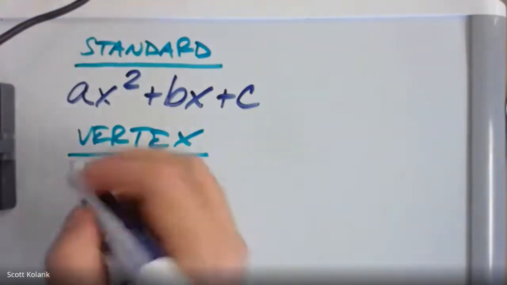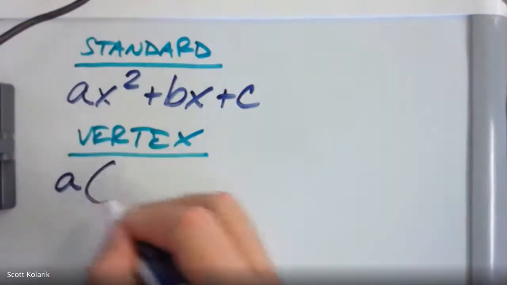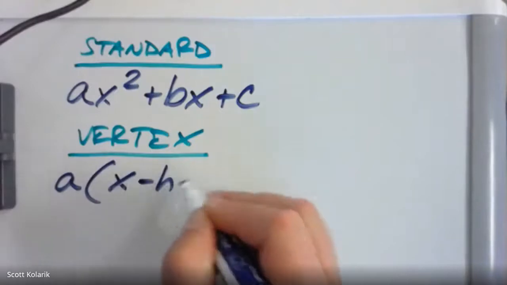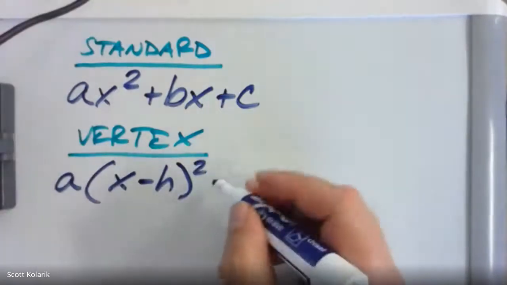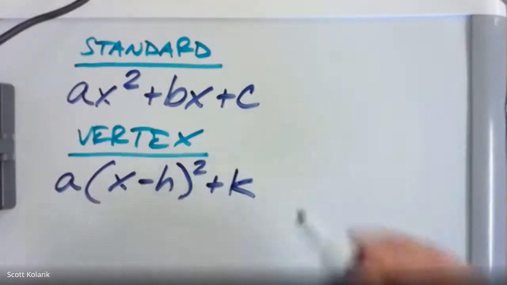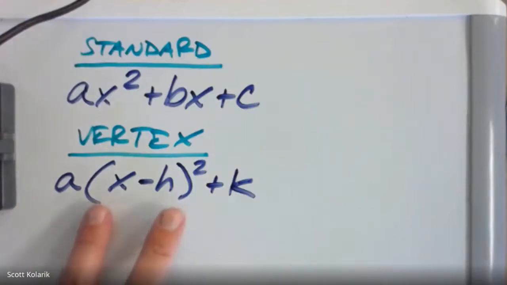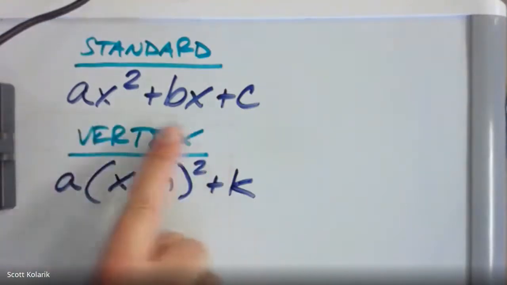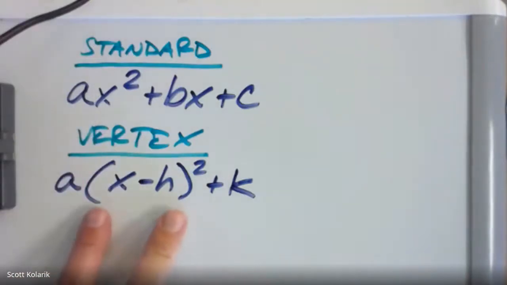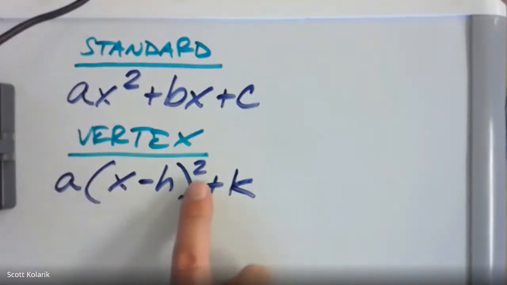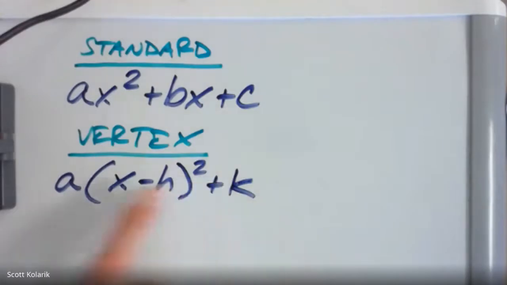Now, vertex form involved a slightly different look, obviously with this parentheses now, and different letters. But in vertex form, we now have a parentheses, which technically is a factored version in some way, shape, or form of the original. But specifically, it was a parentheses that was raised to the power of 2. This is going to represent that vertex form. Vertex form will only have this kind of look.